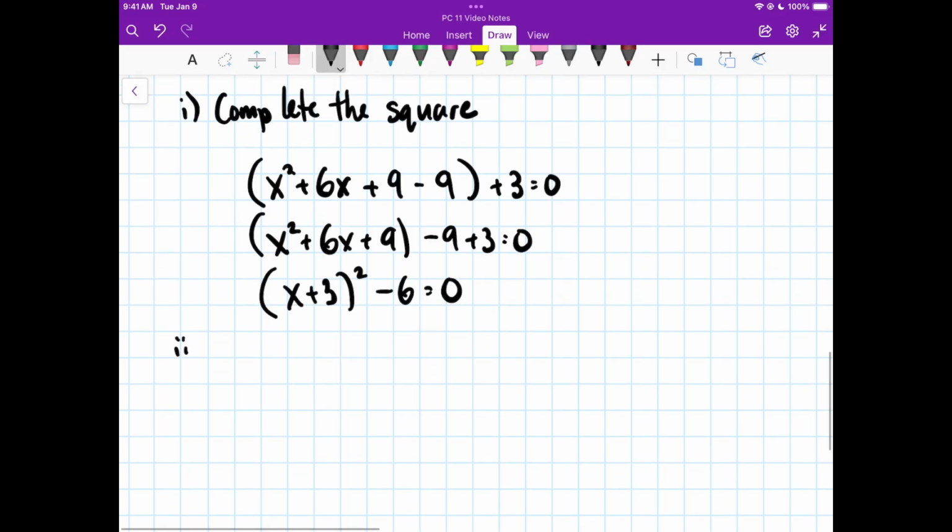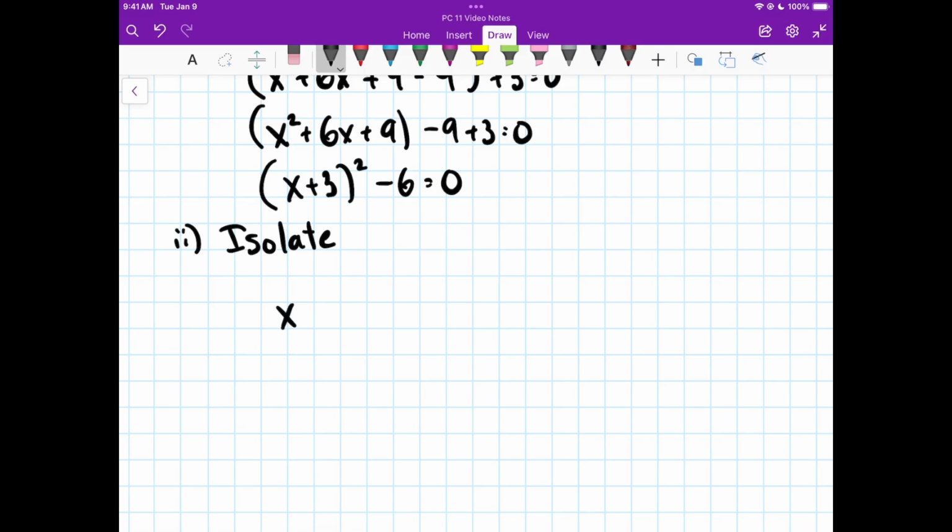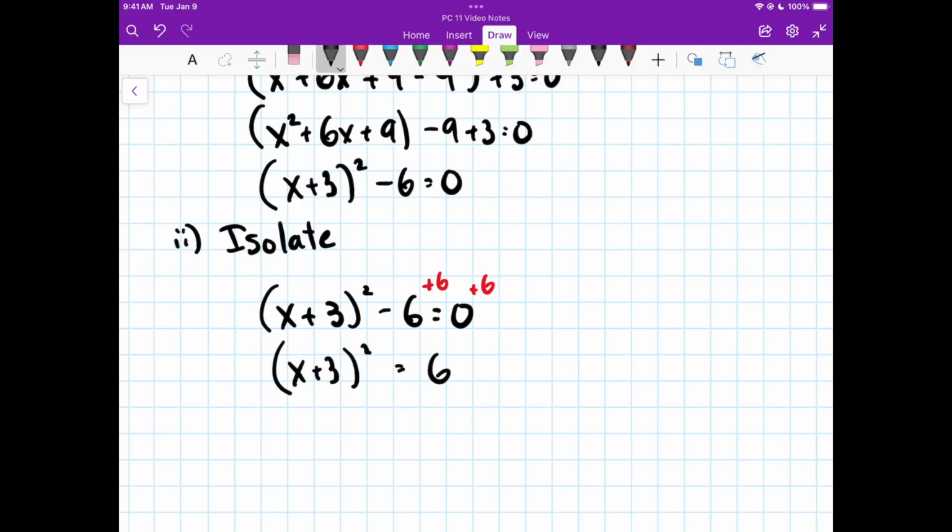Step 2, we're going to isolate as best as we can. So we're going to do whatever we can to get that x on its own. So we got (x + 3)² − 6 = 0. Same steps as last time. We're going to start by adding 6 on both sides, which is going to get me (x + 3)² = 6.